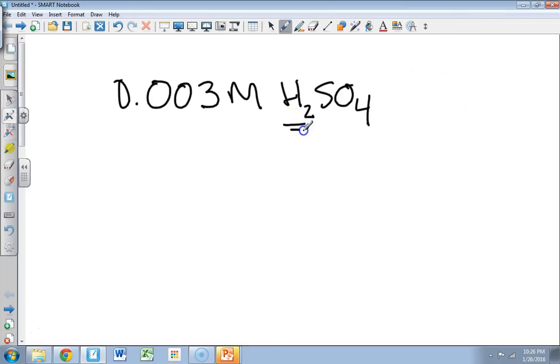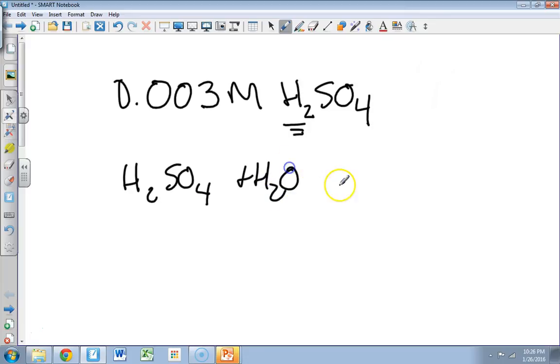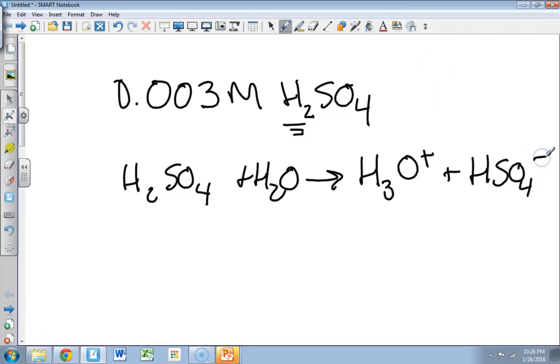Now, H2SO4 is an interesting acid because notice it has 2 protons. But here's what I'm going to tell you, and this is why I picked this example: in this case, it's only the first proton that is strong. So when H2SO4 comes in contact with water, one proton leaves, leaving behind a hydrogen sulfate ion. Okay, so only one proton is strong.